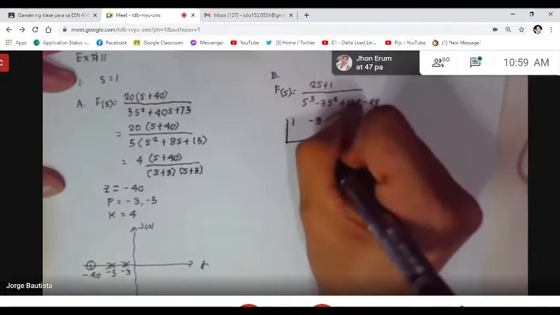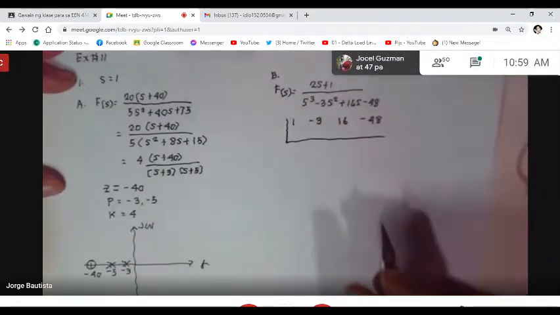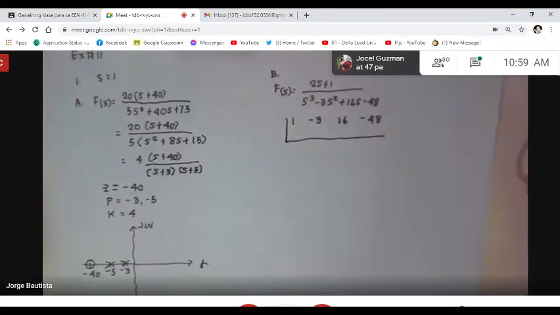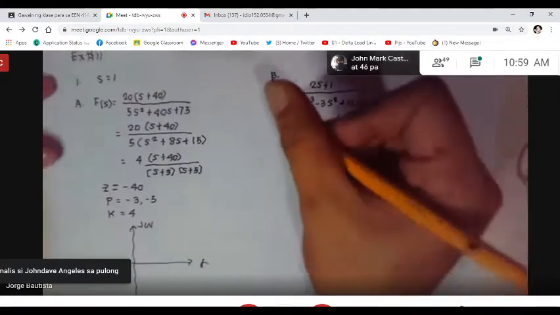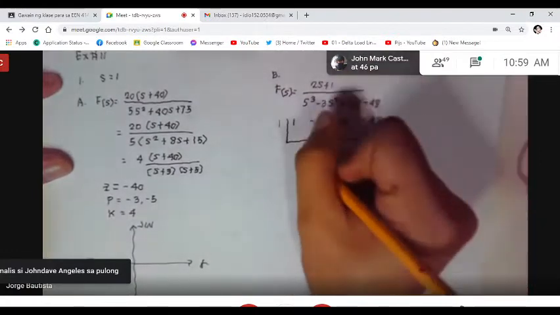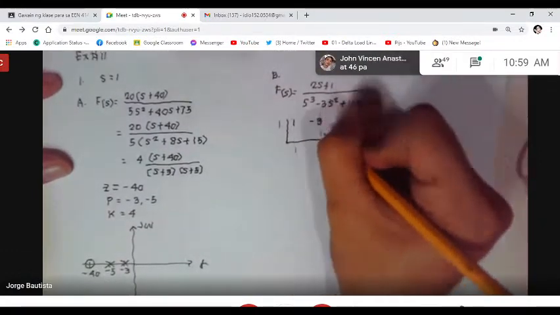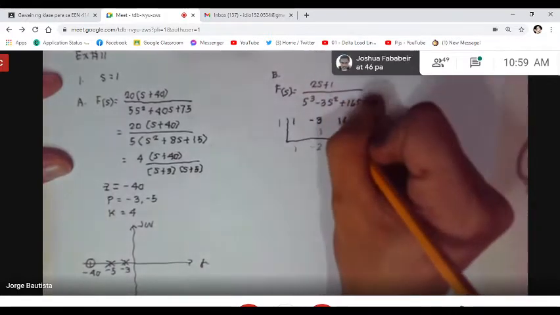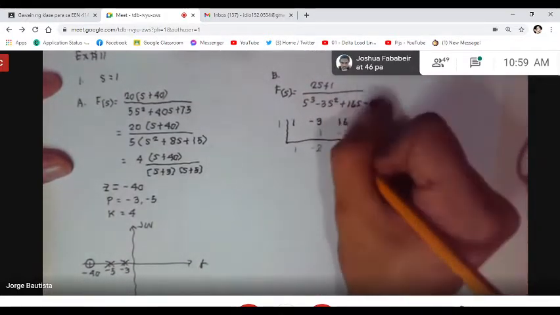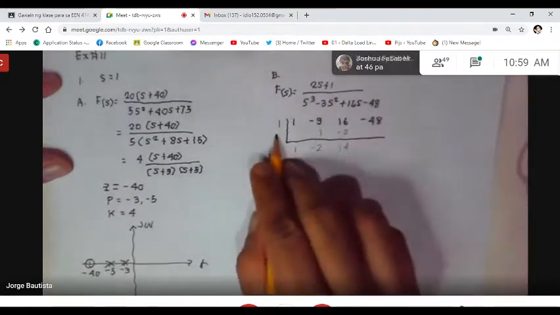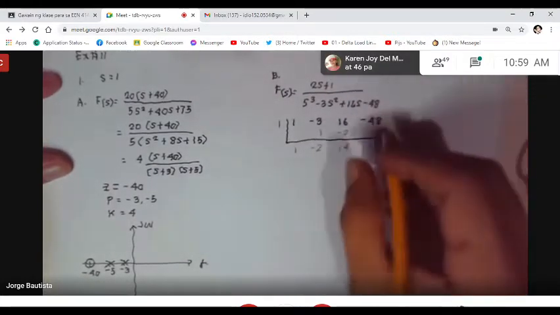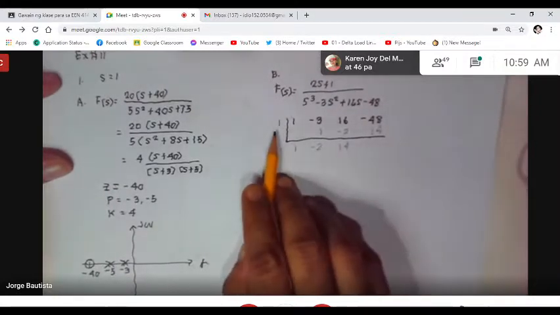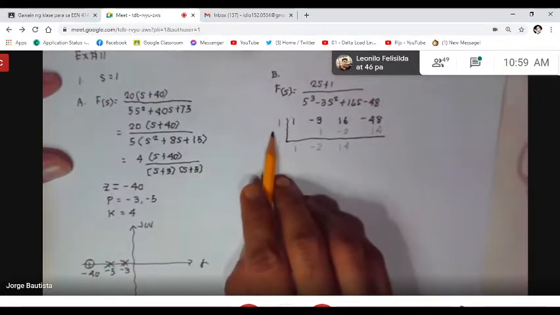So, pag nag-try tayo ng number, you start with 1. Let's say 1, lapis na lang kasi mag-erase tayo. So, 1 times 1, 1. Negative 3 plus 1, negative 2. Negative 2 times 1, so you have negative 2. So, you have 14. 14 times 1, so you have 14. Hindi nag-0 ito.